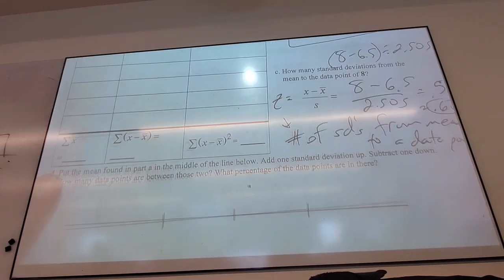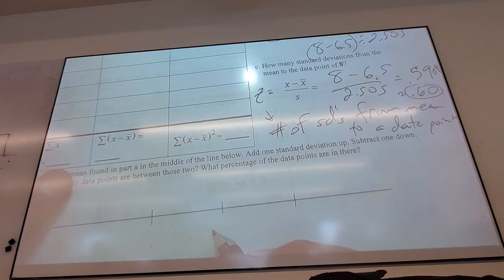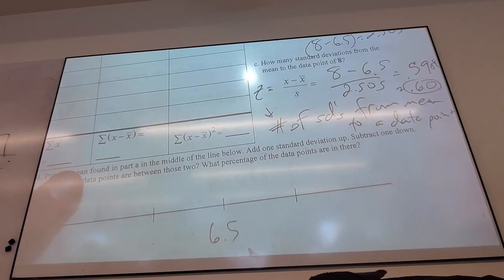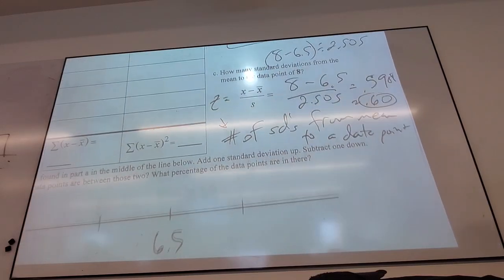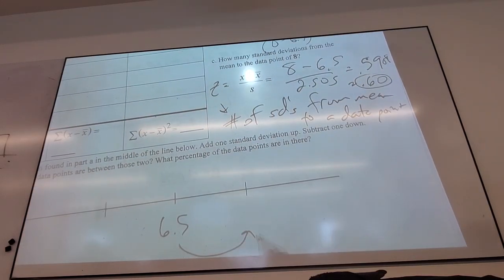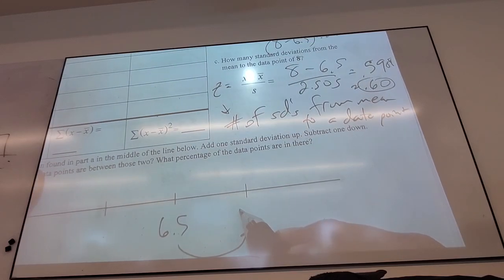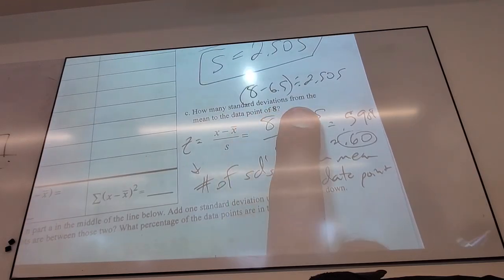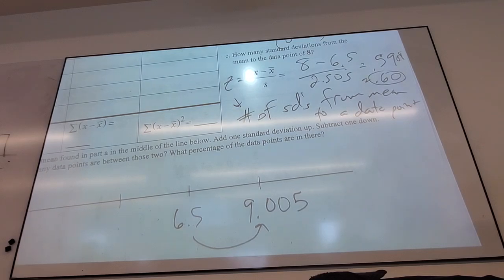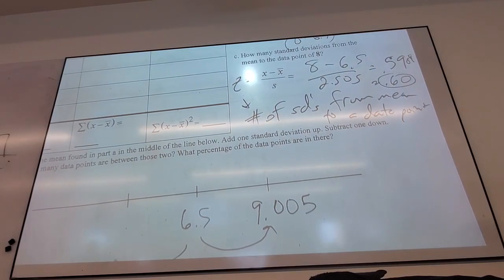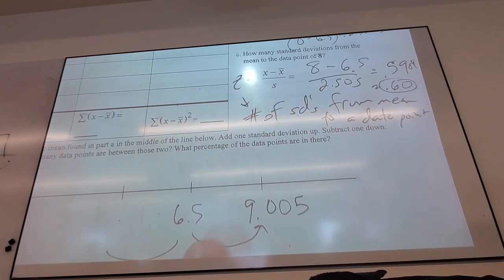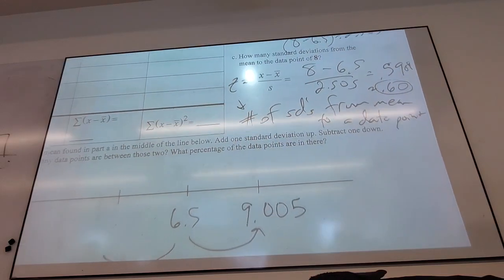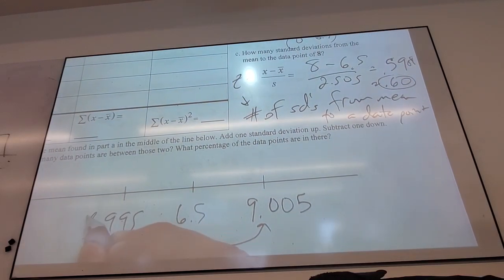So let's see. If I put the mean in the middle, what was it again? 6.5? How big is each step? 2.505. So if we go one step up, can somebody tell me what that would be? 9.005. Is that cool? Because the standard deviation is 2.505. And I'm a math guy, so I'm going to be precise. If I do 6.5 minus this, that'll be 3.995, I believe.